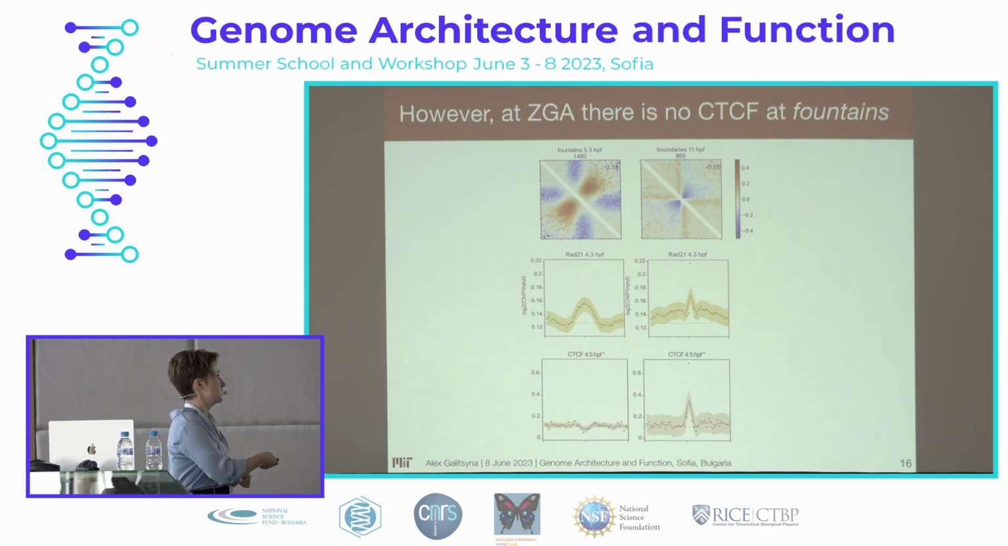If we take boundaries, there is a clear signature of CTCF bound there, but at the fountains, apparently there is no CTCF. So our hypothesis is that these regions might be loading RAD21, loading the extruder, and that's why we also see a different pattern of RAD21 around these loci.